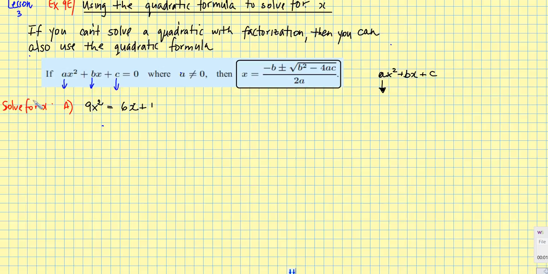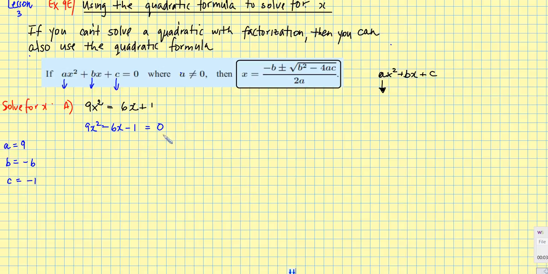If I were looking at this first question, solve for x, where we have 9x squared equals 6x plus 1, what I would do initially is bring everything over to one side of the equation, put the terms in the correct order, and set it equal to 0, so that I have 9x squared minus 6x minus 1. Now, my value of a, in front of the x squared, is equal to 9. My value of b, in front of the x term, is negative 6, and my value of the constant c is equal to negative 1.